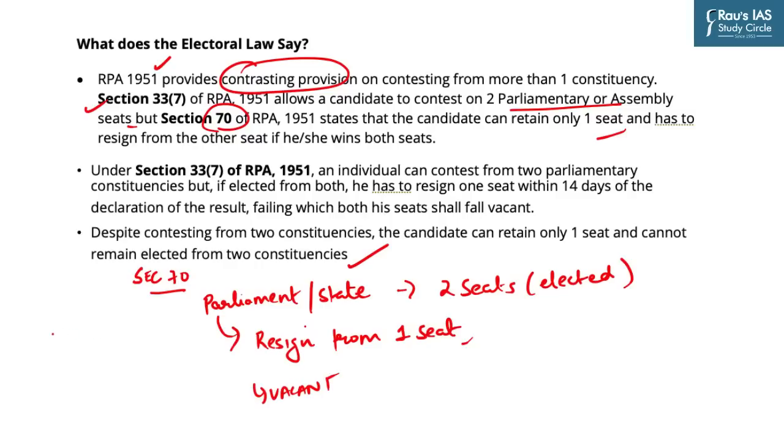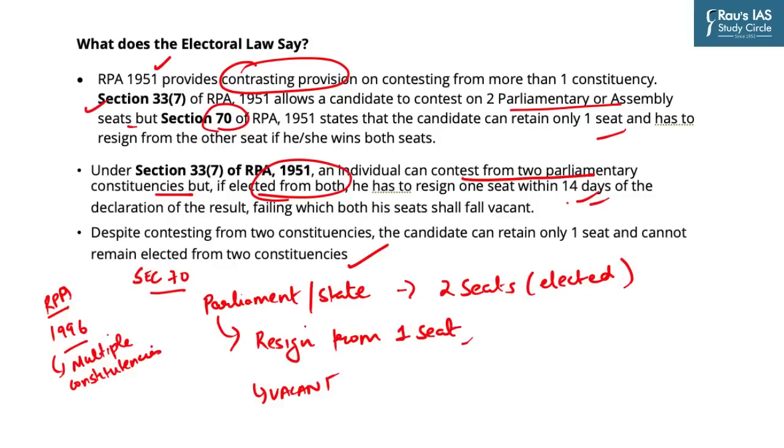Another interesting thing to understand here is that till 1996, a candidate was even allowed to contest from multiple constituencies, wherein in 1996 the Representation of People Act was amended and the cap of two seats was put in. Now if a candidate who has contested from two parliamentary constituencies is elected from both, then he has to resign one seat within 14 days. Failing to do so will result in both the seats from which he has been elected becoming vacant.